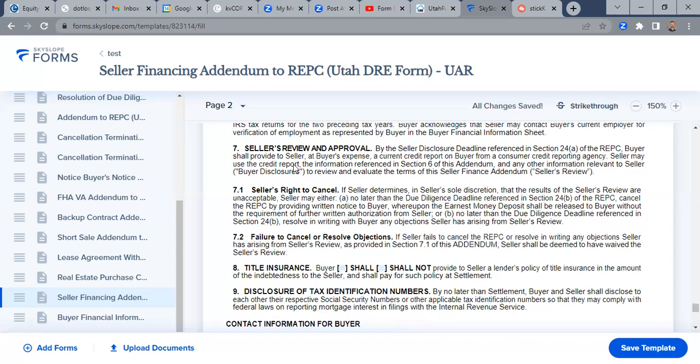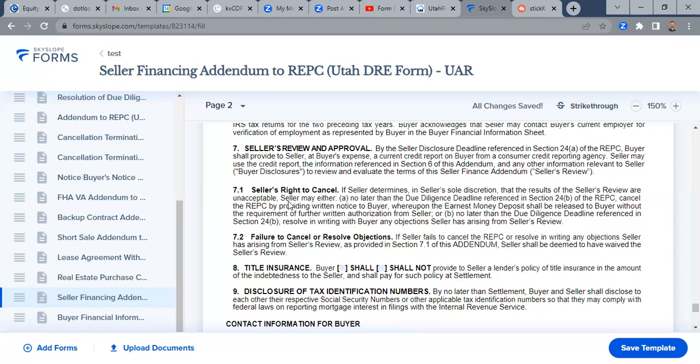So again, this is at buyer's expense, a credit report. So have them contact your lender, and they'll pay that expense to the lender to have that credit run. Seller may use the credit report, the information referenced in section 6 of this addendum, that buyer information form, and any other information relevant to seller-buyer disclosures to review and evaluate the terms of this seller finance addendum. So seller can say, look, there's a lot of risk associated here. I want the financial information sheet. I'm going to contact the current employer. I'm going to get 2 years of tax returns, and I want you to talk to my mortgage lender and pay to have a credit report run.